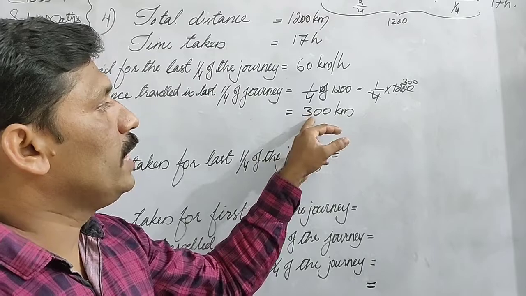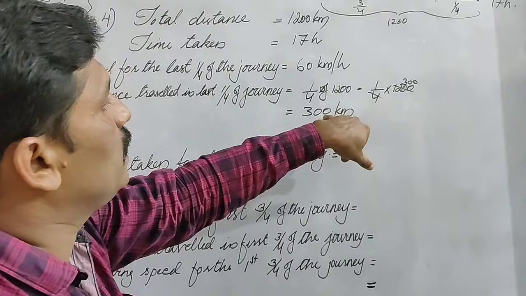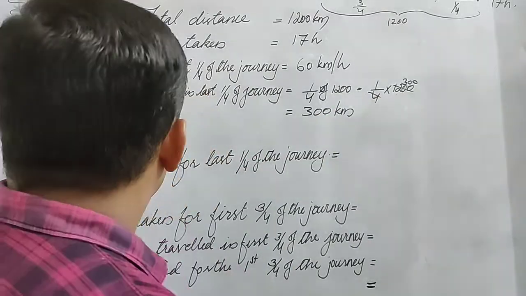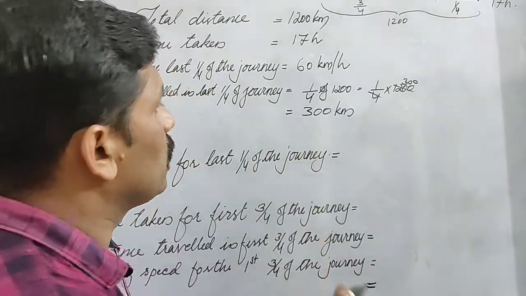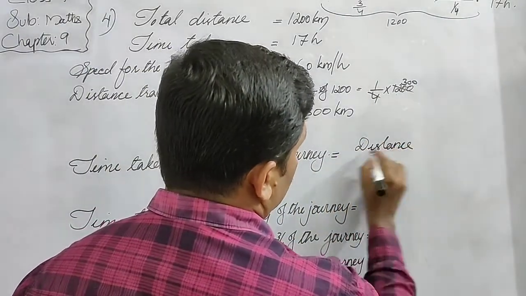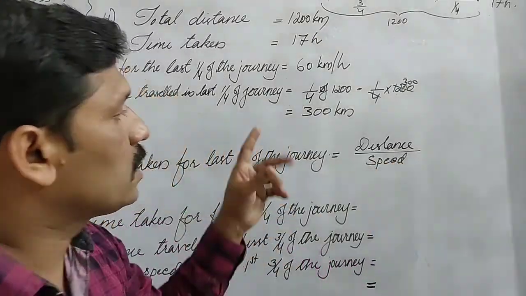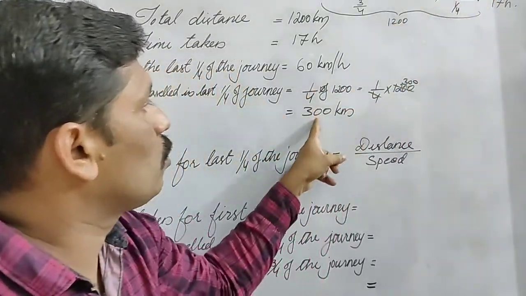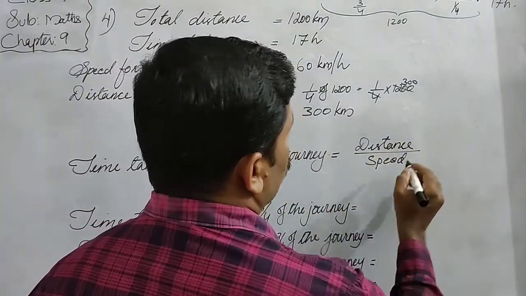He traveled 300 kilometers in last one-fourth of the journey, and for that his speed is 60 kilometers per hour. Then we can find out how much time taken for last one-fourth of the journey. Time taken is equal to distance by speed. So distance divided by speed. This time means it is the time taken for completing this last one-fourth of the journey. That means in order to complete 300 kilometers, how many hours he took, that we want to find out.